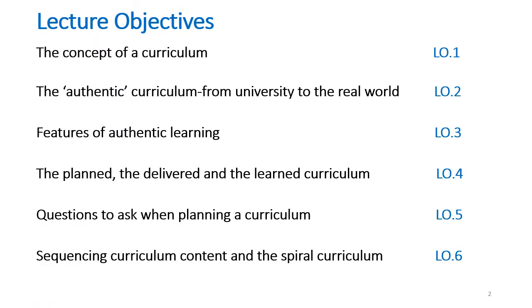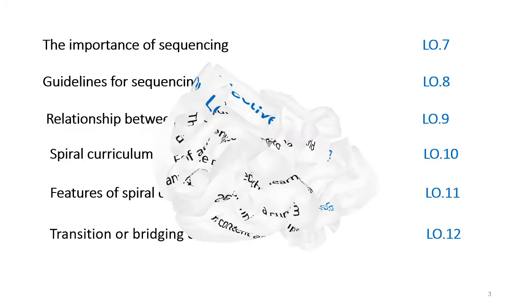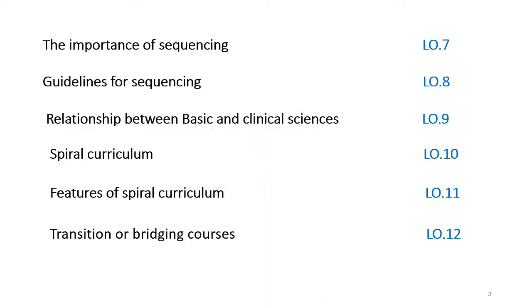Lecture objectives. The concept of curriculum. Authentic curriculum from university to the real world. Features of authentic learning. The planned, the delivered, and the learned curriculum. Questions to ask when planning a curriculum. Sequencing curriculum content and the spiral curriculums. What's the importance of sequencing? Guidelines for sequencing. Relationship between basic and clinical sciences. Spiral curriculum. Features of spiral curriculum. Transition or bridging courses.